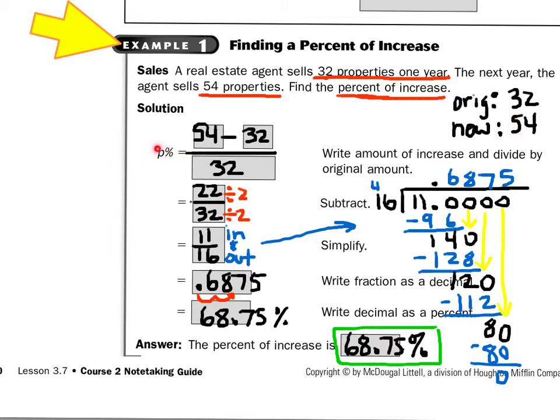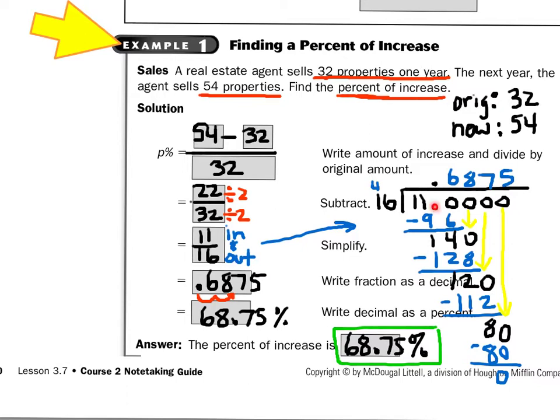So the percent of change equals new minus original over original. So 54 minus 32 over 32. Well, then I simplify. 54 minus 32 gives me 22 on top over 32. And now I will divide both the top and the bottom by 2, so I get 11 over 16. Now remember, they want the answer as a percent, so I have to do the in and out trick. So put the 11 on the inside, the 16 on the outside, and divide.